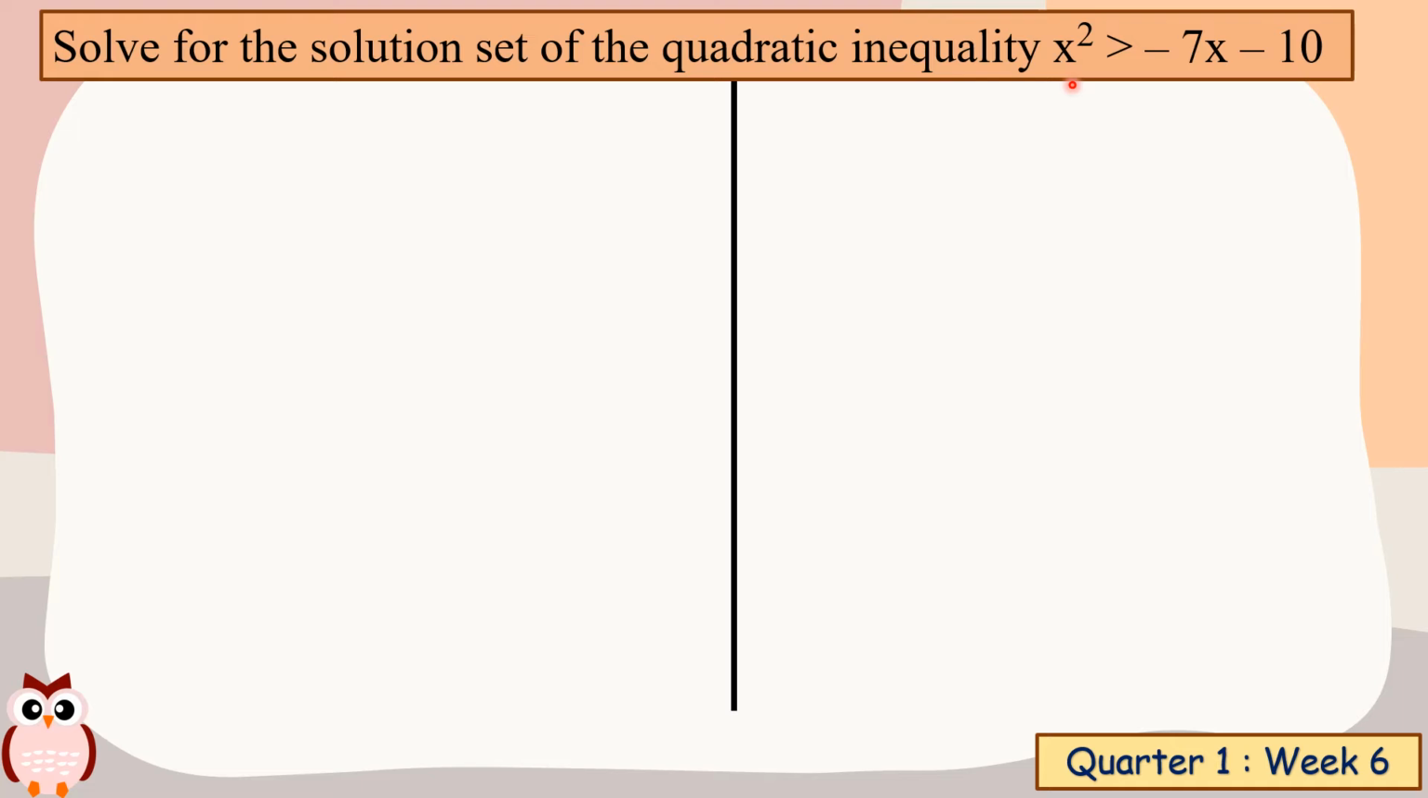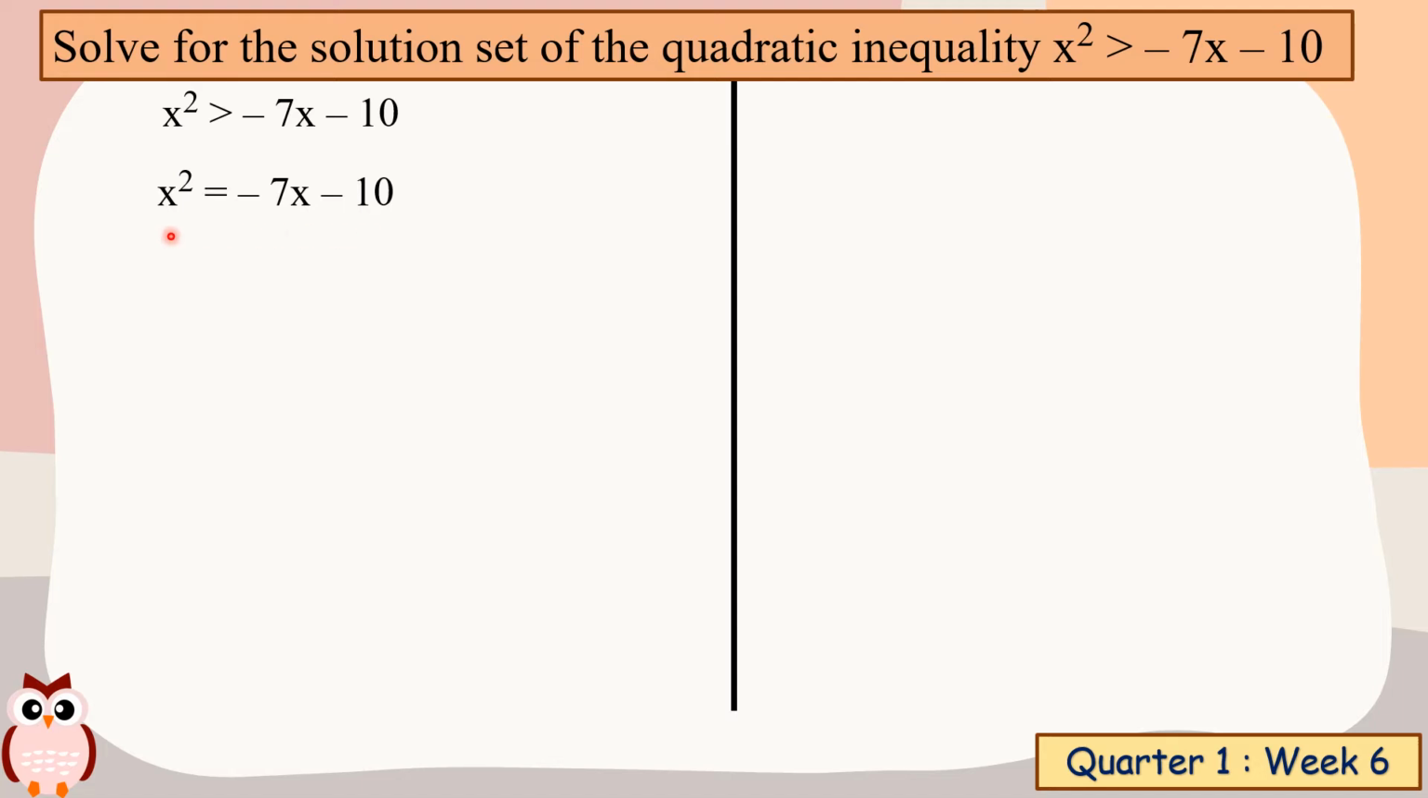We have to solve the solution set of the quadratic inequality x squared is greater than negative 7x minus 10. So here is our given quadratic inequality, and the first thing that we need to do is we have to change the inequality symbol to equality symbol. That's why from greater than symbol, papalitan lang po natin siya ng equal sign. So as you can see, we can now have here a quadratic equation.